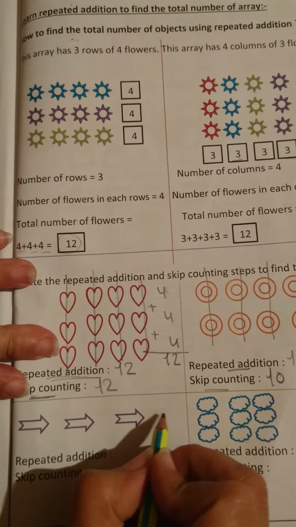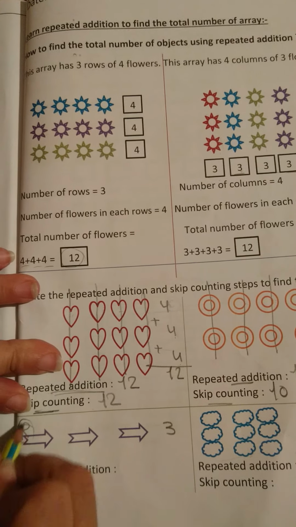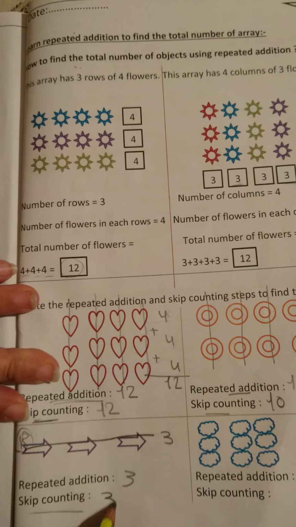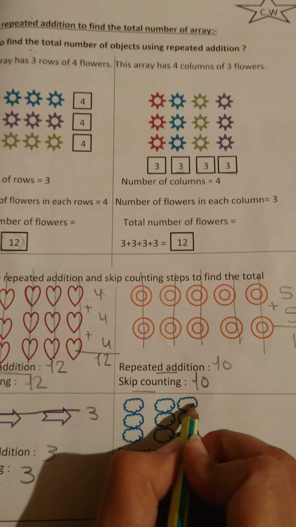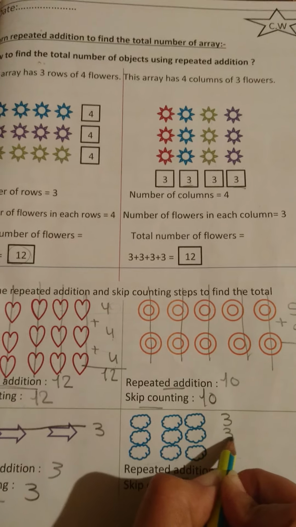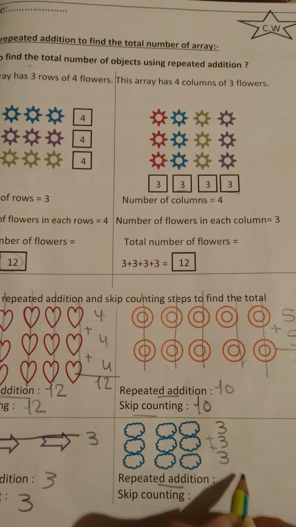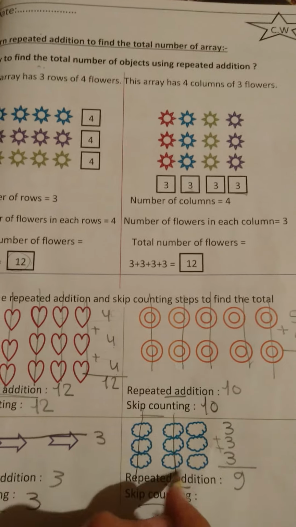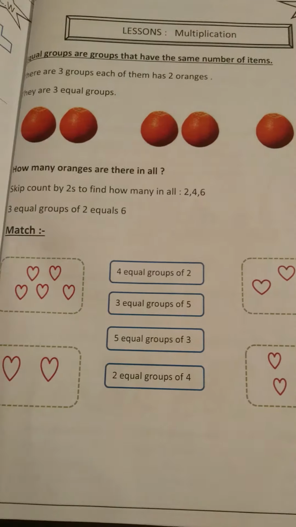Okay, the repeated addition. I have 3 in that row. Okay, so I have only 3. How can I skip counting? By saying 3. Very easy. Repeated addition. Let's count the objects in each row and add them together. 3 plus 3 plus 3 equals 9. And how can I skip counting? 3, 6, 9. Okay?